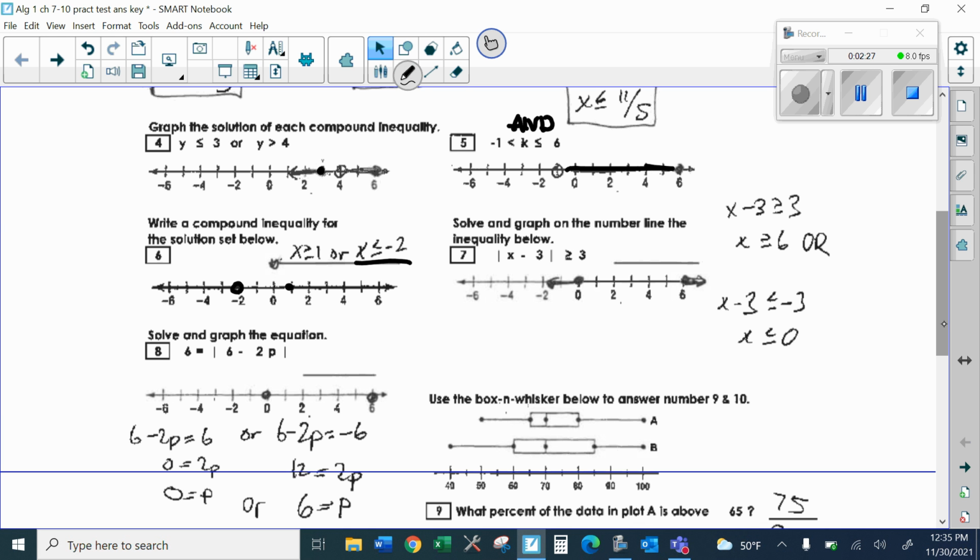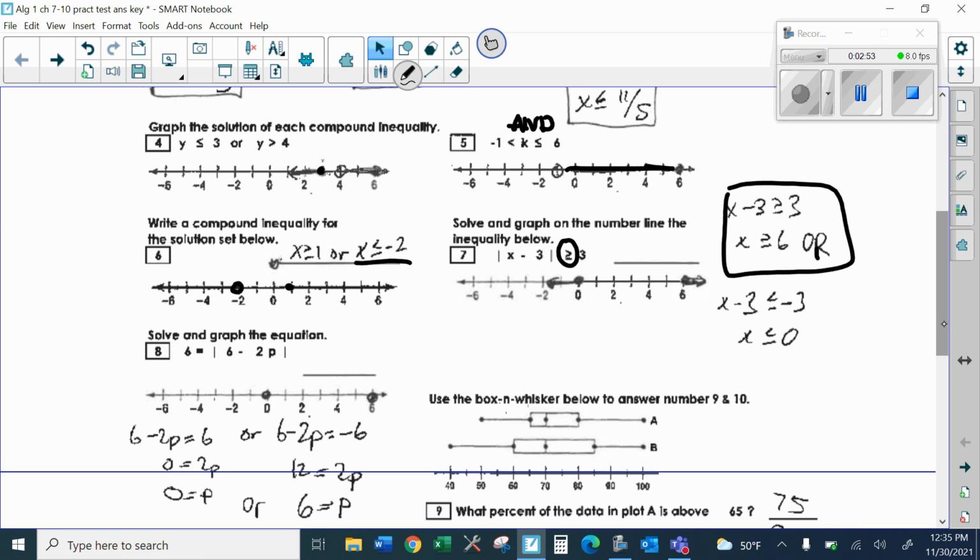Okay, solve and graph on the number line the inequality below. So remember, we have an absolute value where we always have two equations or inequalities. First one, you just take off the absolute value and solve. So that's what that is right there. And if it's a greater than sign, remember we say greater, so we put the word or in between, which means it should be going in opposite directions.